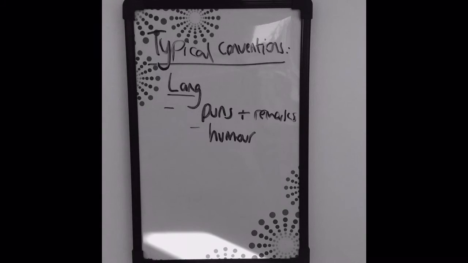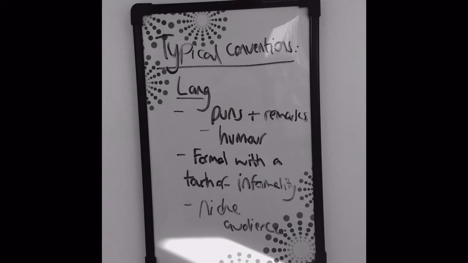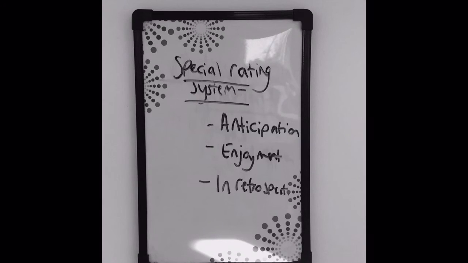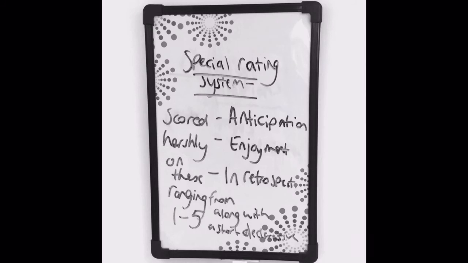Typical conventions feature the language featuring puns and remarks to give a humorous sort of feel to it, and the language is formal but there's a sense of informality to engage the reader. Rhetorical questions engage the audience and they're used quite frequently in their reviews. There's a special rating system which rates the anticipation, enjoyment and obviously in retrospect. This is scored quite harshly for their reviews and it ranges from 1 to 5.